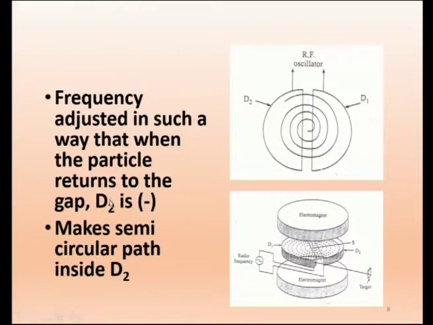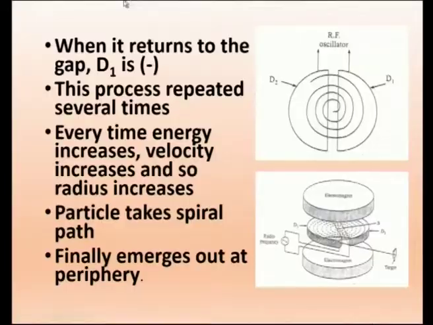Earlier D1 was negative, now D2 is negative. Now again it will make a semicircular path inside D2, and when it comes back, D1 will be negative. So this goes on repeating. When it returns to the gap, D1 is negative. Therefore this process is repeated several times.